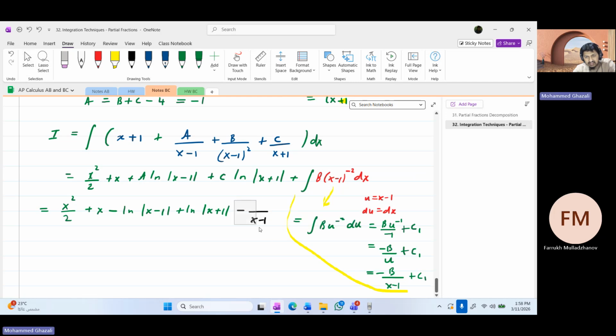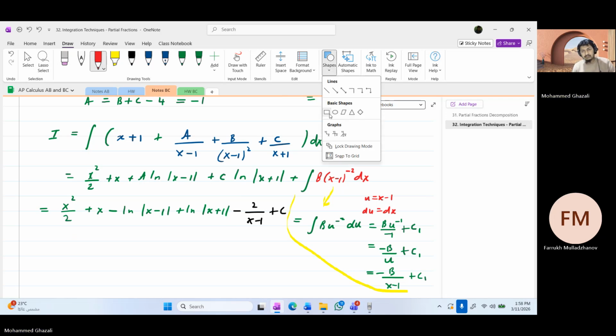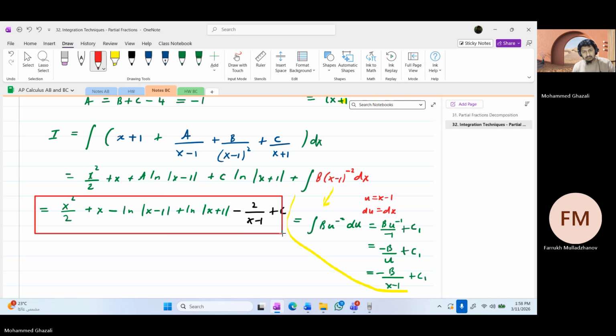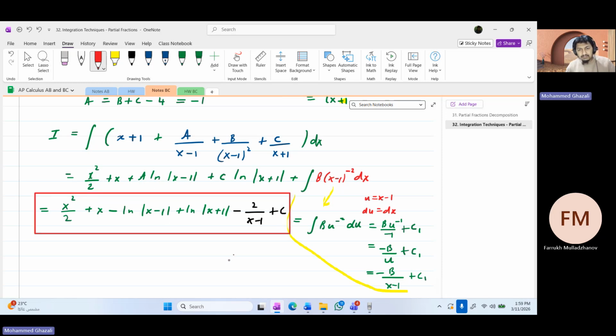It's just a matter of identifying the partial fraction, applying the rule, and then solving. Minus 2 over x minus 1, right? And plus c. And that's your final answer. This one here.